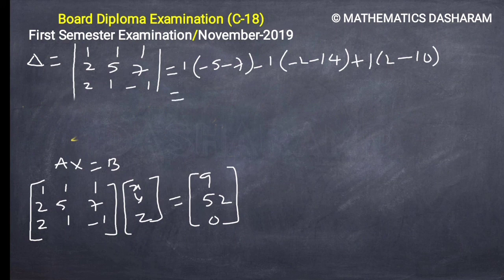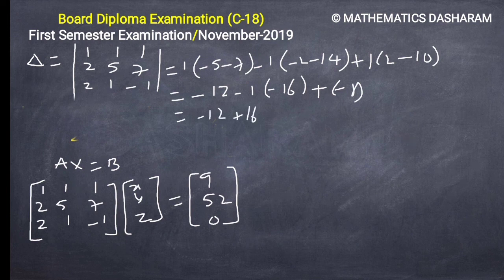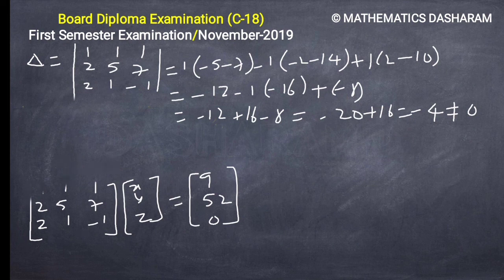So it is equal to minus 5 minus 7 is minus 12, minus 1 bracket of minus 16, and 2 minus 10 is minus 8. So minus 12 plus 16 minus 8: minus 12 minus 8 is minus 20, plus 16, it is equal to minus 4, so it is not equal to 0. So then the given system of equations is consistent.